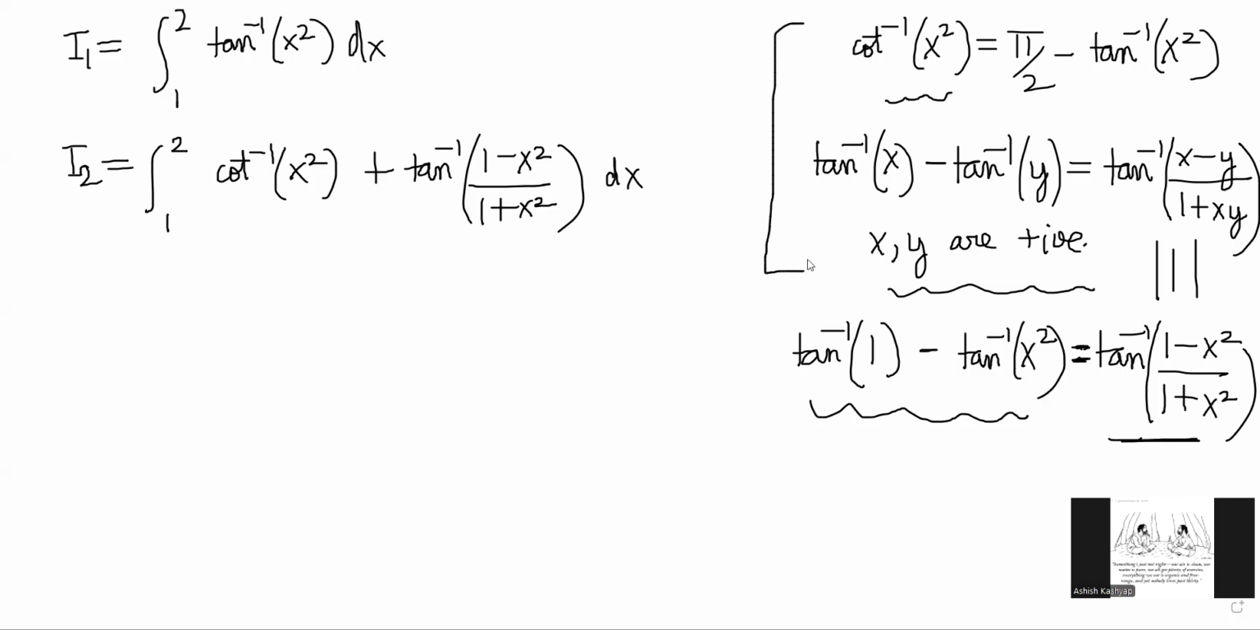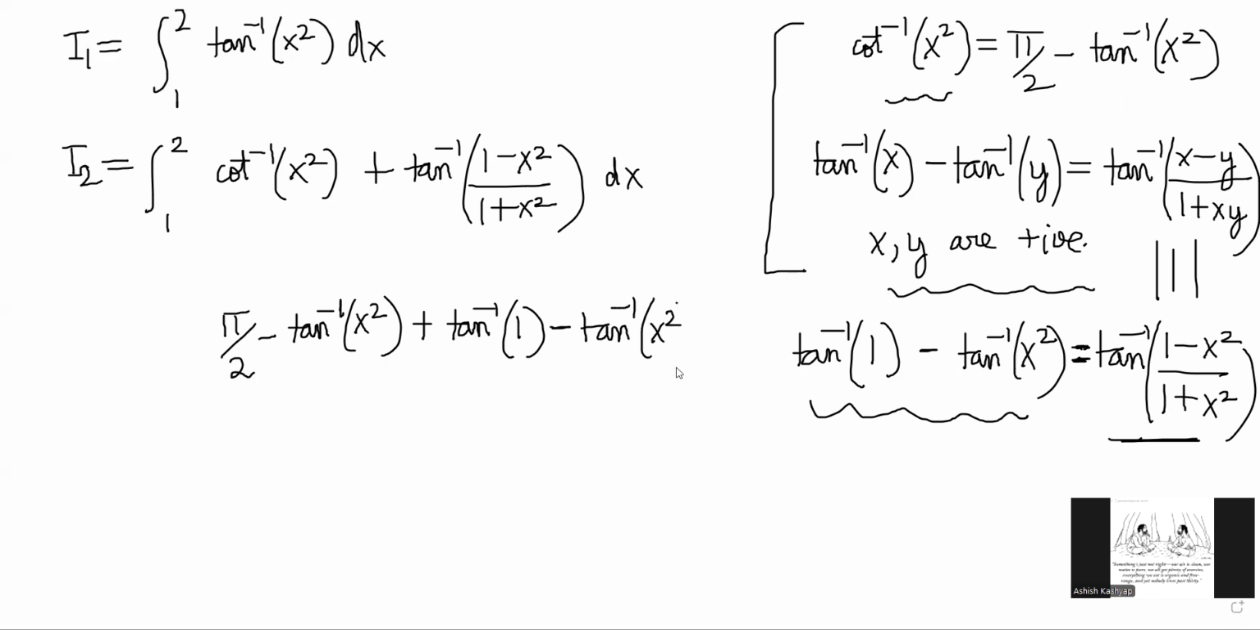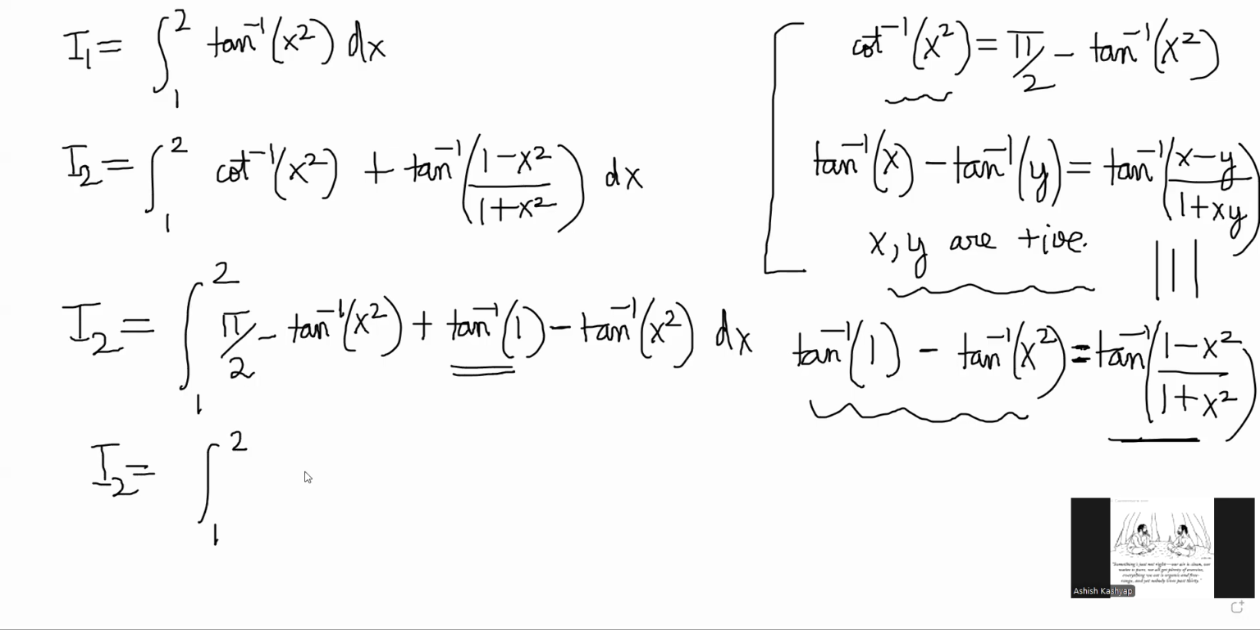So these two concepts from inverse trigonometry are important because only then can we simplify this integral and convert it to the original form. If you do that, you will get pi by 2 minus tan inverse x square plus tan inverse 1 minus tan inverse x square again, dx, and this is whole from 1 to 2, and that is equal to I2. So I2 is equal to the integral from 1 to 2. This is pi by 4. So pi by 2 plus pi by 4 is 3 pi by 4. And we have minus 2 times tan inverse x square.